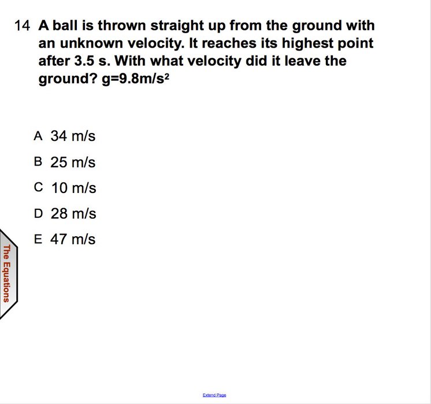The best way to start this problem is to write down what's given. So V naught is what you want to find. What else is given? The final velocity when it gets to the highest point is equal to 0, and the time is equal to 3.5 seconds. You know what g is, what acceleration is, and you're asked to find the initial velocity here. You know g also. So stop the tape and see if you can do the question.